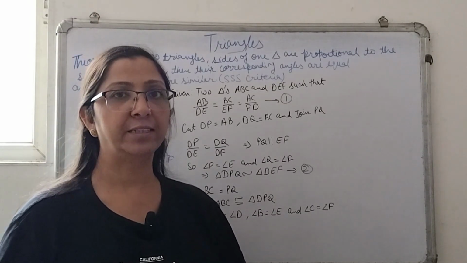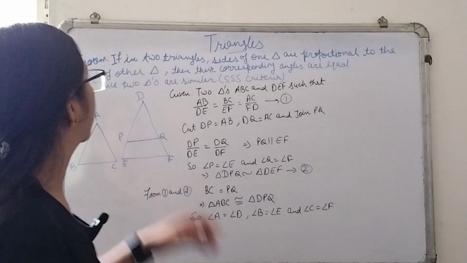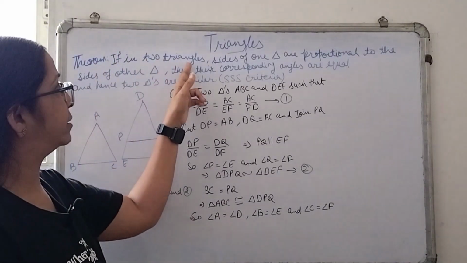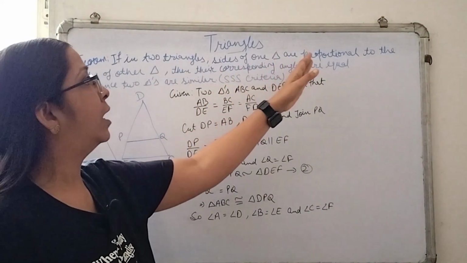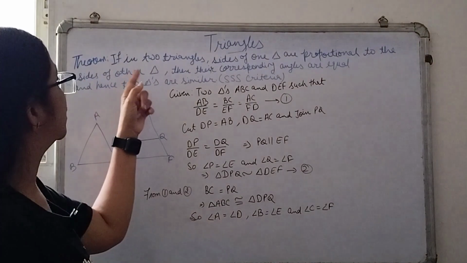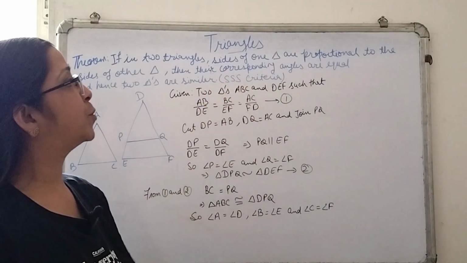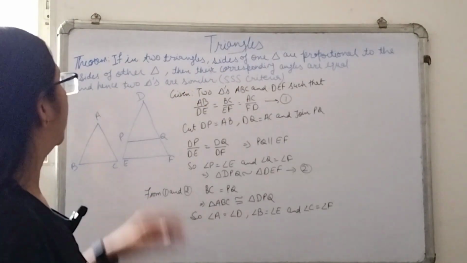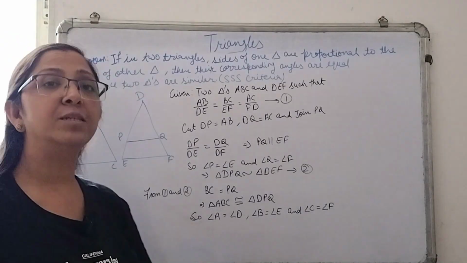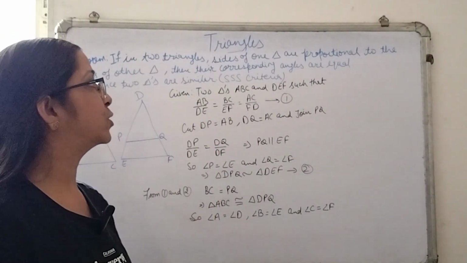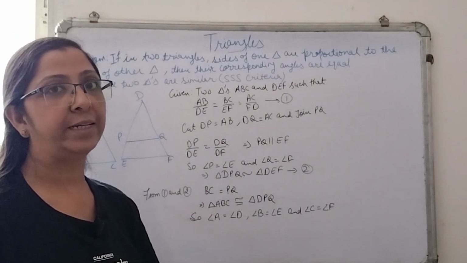Now let's see another criterion of similarity. If in two triangles, the sides of one triangle are proportional to the sides of the other triangle, then their corresponding angles are equal and hence the two triangles are similar. This criterion is known as SSS criterion.